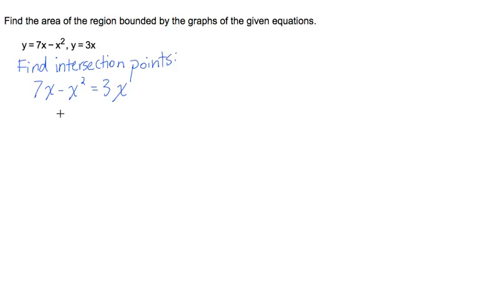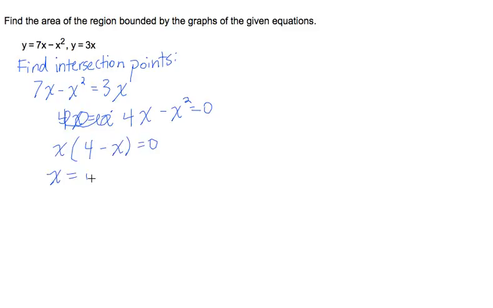So I'm going to subtract 3x from both sides and add x. Let's just leave it all on the left. So 4x minus x squared equals 0. That way I can factor out an x, and I'm left with 4 minus x. So these intersect at x equals 0 and 4. So that gives me an idea of my x values that I need to graph.